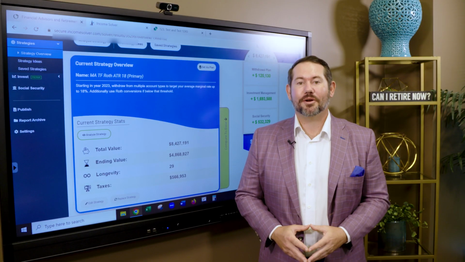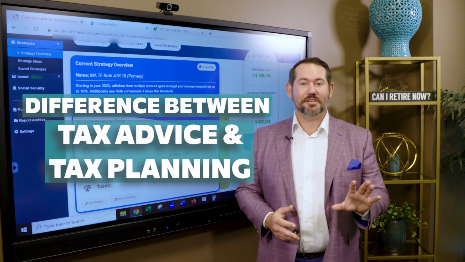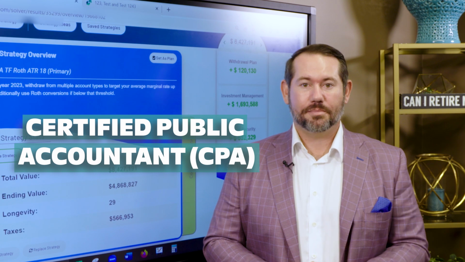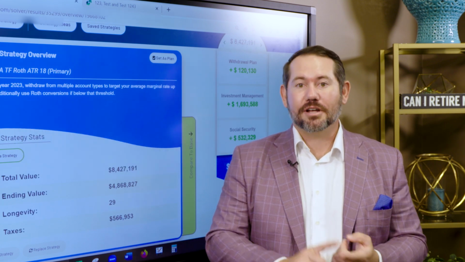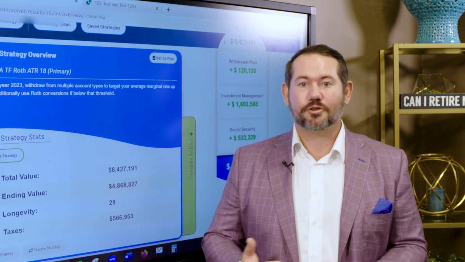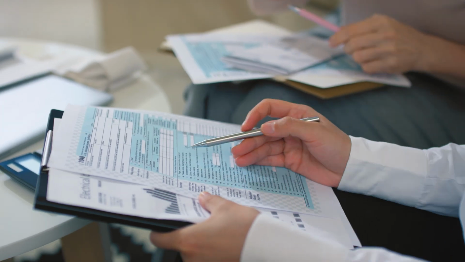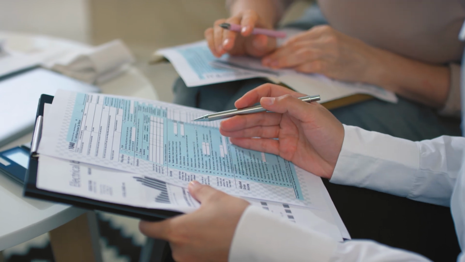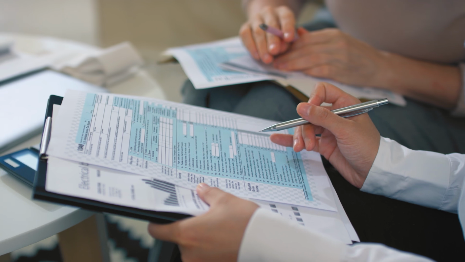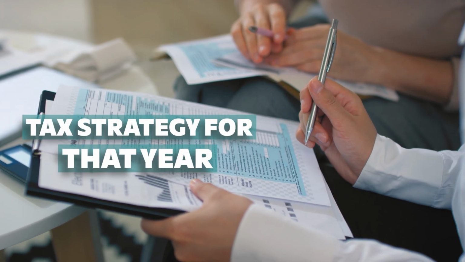The second distinction I want to make here is the difference between tax advice and tax planning. So when you need tax advice, you go to your CPA. Typically that's going to be, can I take this deduction for my small business? Or I just had a newborn child. What type of tax credit do I get? They're looking at everything that's happened over the past year and reporting it to the IRS and hopefully creating some type of strategy to help you pay less tax on that year's basis.